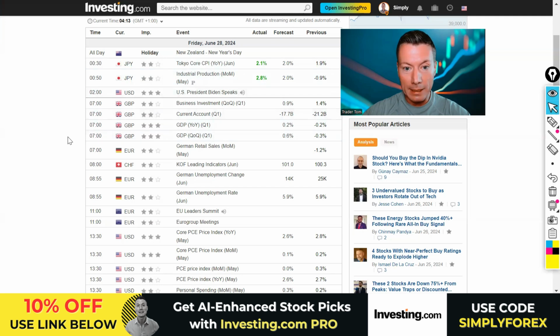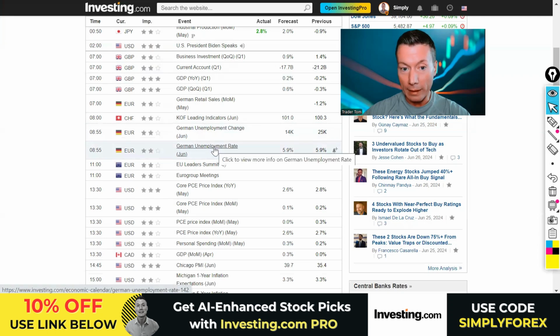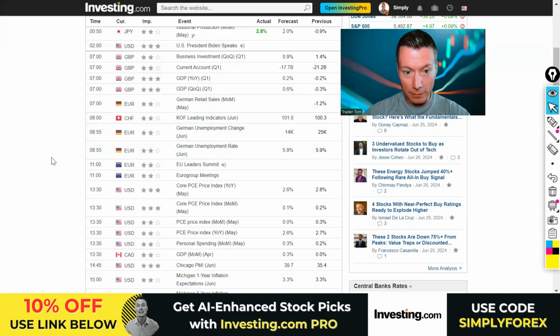The first piece of news we're really interested in is at 7 o'clock. These are all London GMT. We've got the GDP, year on year and quarter on quarter, coming out of the UK. This is a really important figure and could really move the pound. At the same time, 7 o'clock, we've got German retail sales coming out of Germany. At 8 o'clock, we've got KOF leading indicators coming out of Switzerland. I would say that's a 3-star rating, as well as these at 8:55 coming out of Germany, the unemployment change and the unemployment rate. These are all 3-star ratings for me.